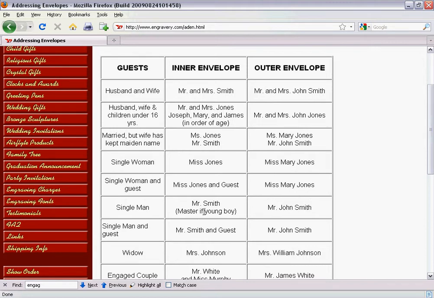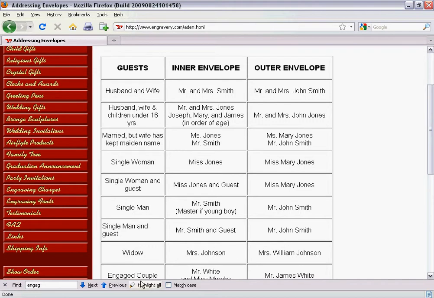If you have a single man, again, it's very similar. You put Mr. Smith on the inner envelope, and on the outer envelope, you put Mr. John Smith. And again, if you'd like to have that single man invite a guest, you would put Mr. Smith and guest on the inner envelope, but on the outer envelope you just put Mr. John Smith.